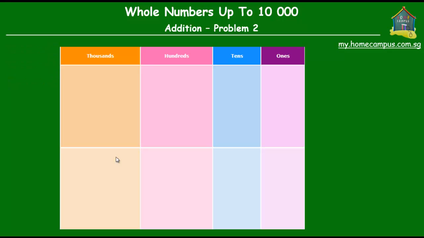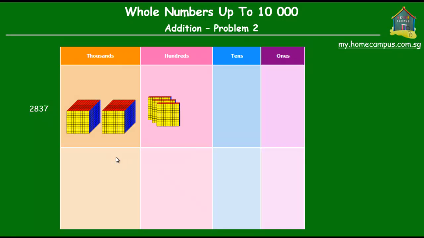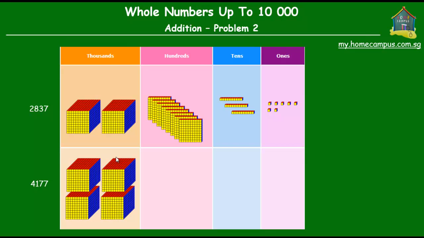Well, we start by placing the two numbers in our place value chart. 2,837 means 2 thousands, 8 hundreds, 3 tens, and 7 ones. And 4,177 would be 4 thousands, 1 hundred, 7 tens, and 7 ones. And then we begin by adding the ones to the ones, the tens to the tens, the hundreds to the hundreds, and the thousands to the thousands.